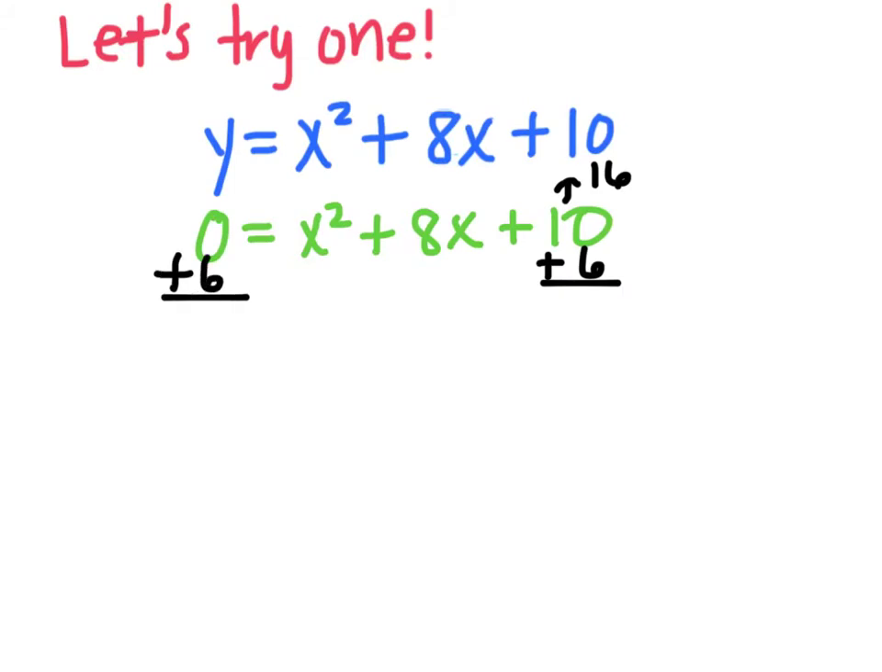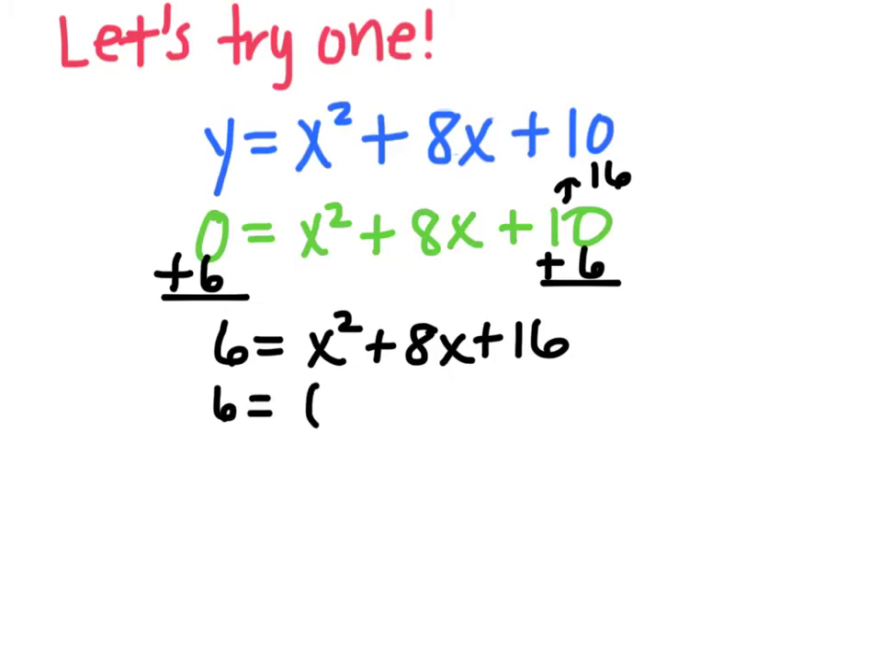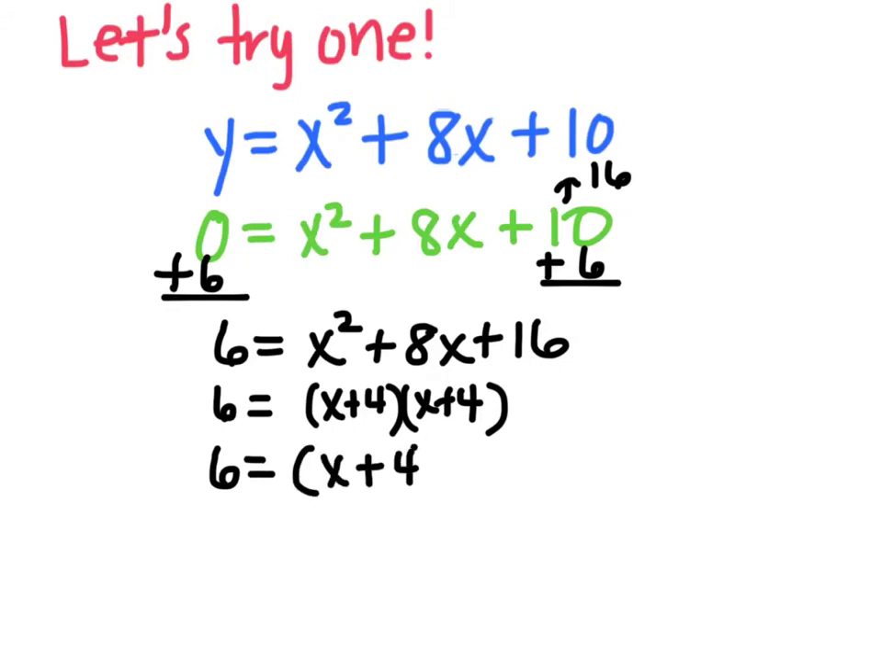And let's see what we have. We have 6 equals x squared plus 8x plus 16. Now I'm going to factor it. It's a perfect square trinomial. So I have 6 equals, it'll factor to (x plus 4)(x plus 4). So I'm going to rewrite it one more time. I have 6 equals (x plus 4) squared.